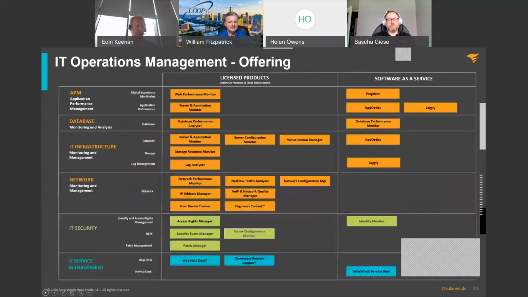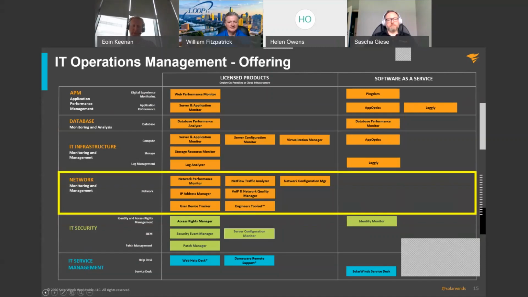Okay, so if we drill down into a little bit more detail, this is a good point maybe to take a screenshot or something. You get the whole picture of what SolarWinds does right across the whole stack. So we see all of the different infrastructure pieces here, the pillars: application, database, infrastructure, network, security, and service management. And then what you see on the left-hand side is the licensed on-premise products. And then on the right-hand side, we have software as a service offerings. Now, today, on the network side of things, we don't have software as a service offerings yet, but as I say, watch this space and you may see something coming in the future here.